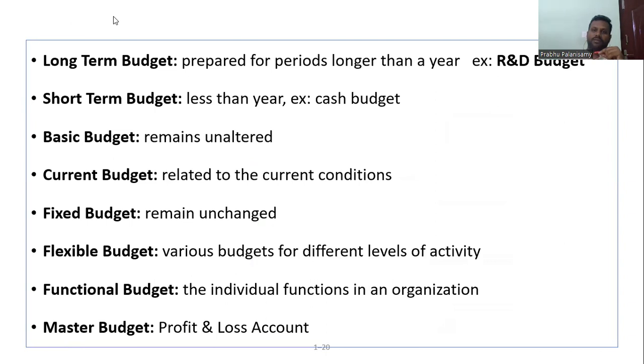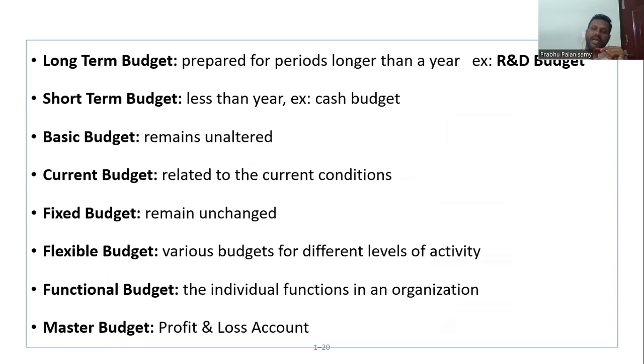So let us know what is a long-term budget. It is prepared for a long-term period, longer than a year. We can call it an R&D budget. A short-term budget is less than a year; a cash budget is a short-term budget. The basic budget remains unaltered, so this is a basic budget that cannot be changed at any cost. This is the mandatory budget, we may say. And the current budget relates to the current conditions.